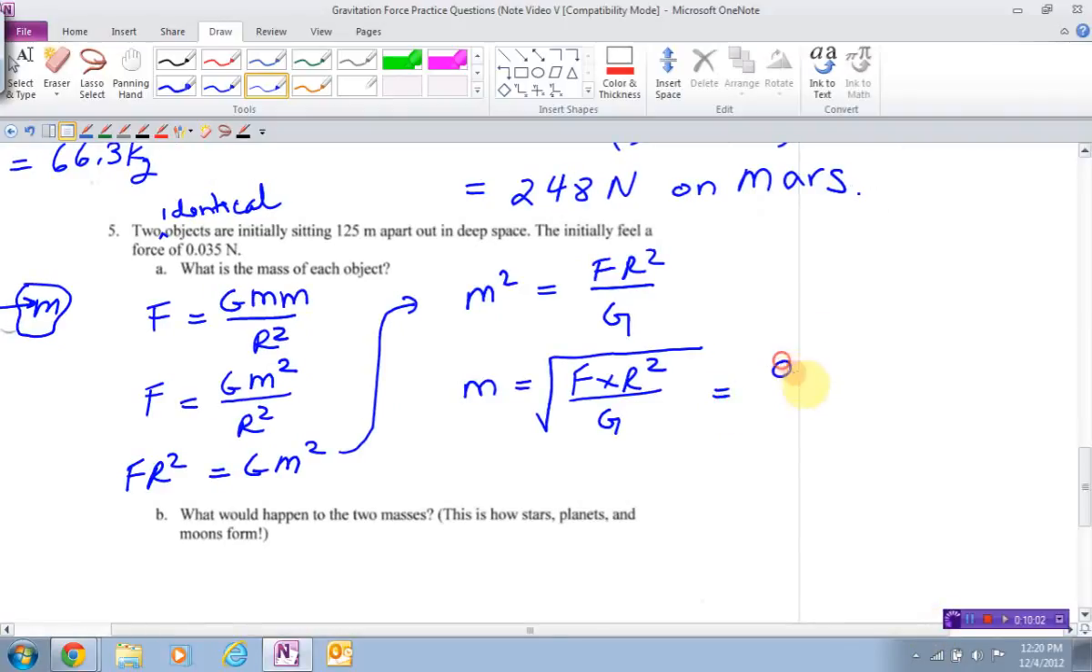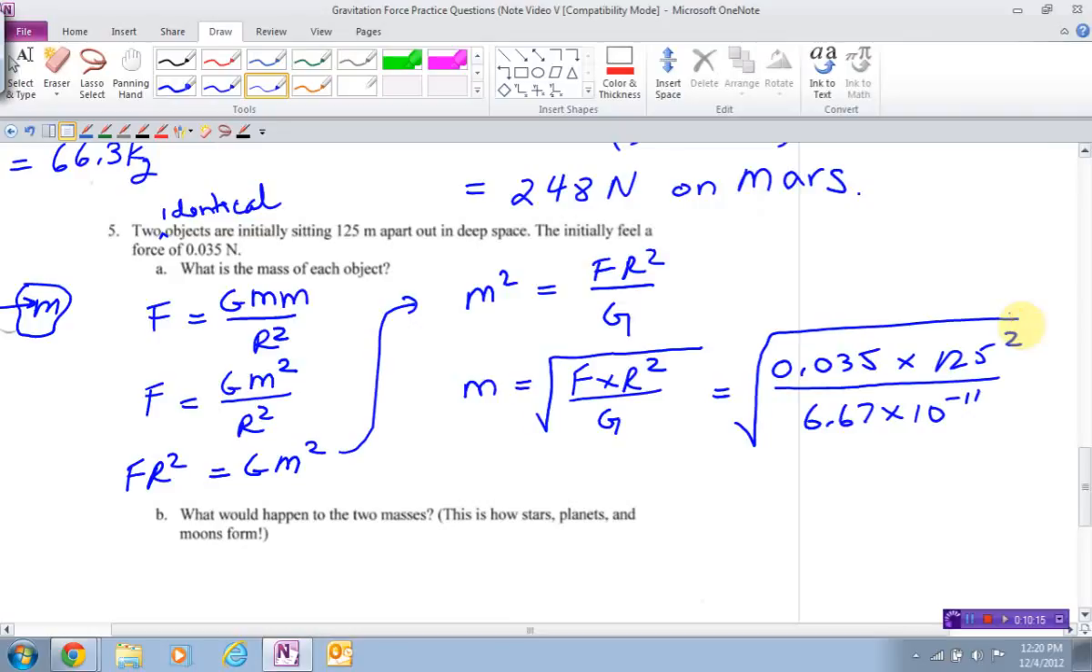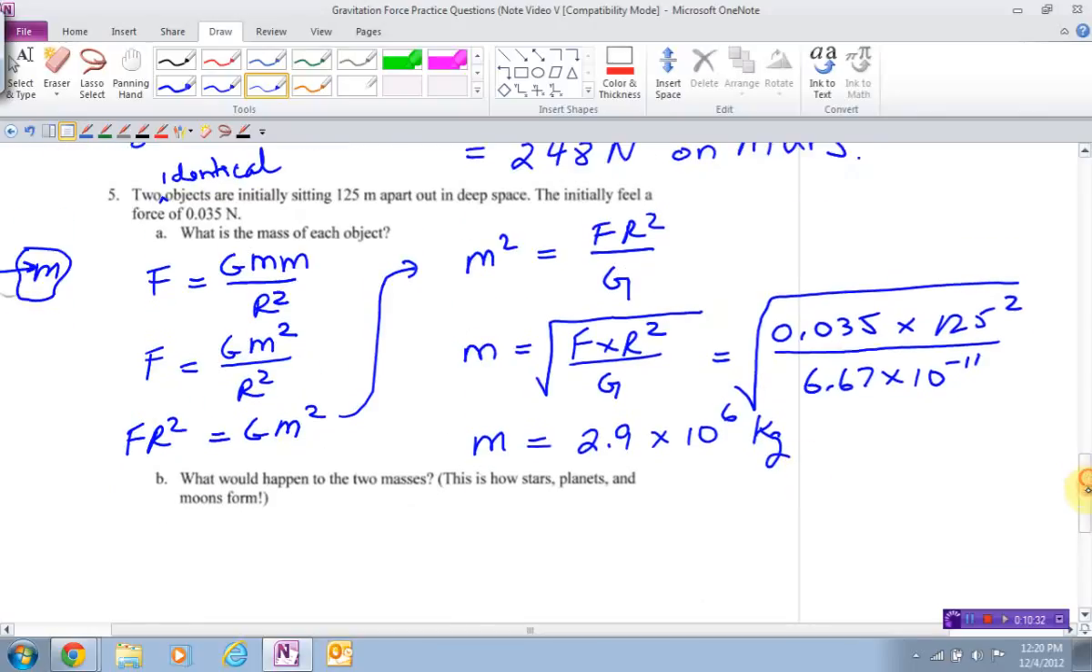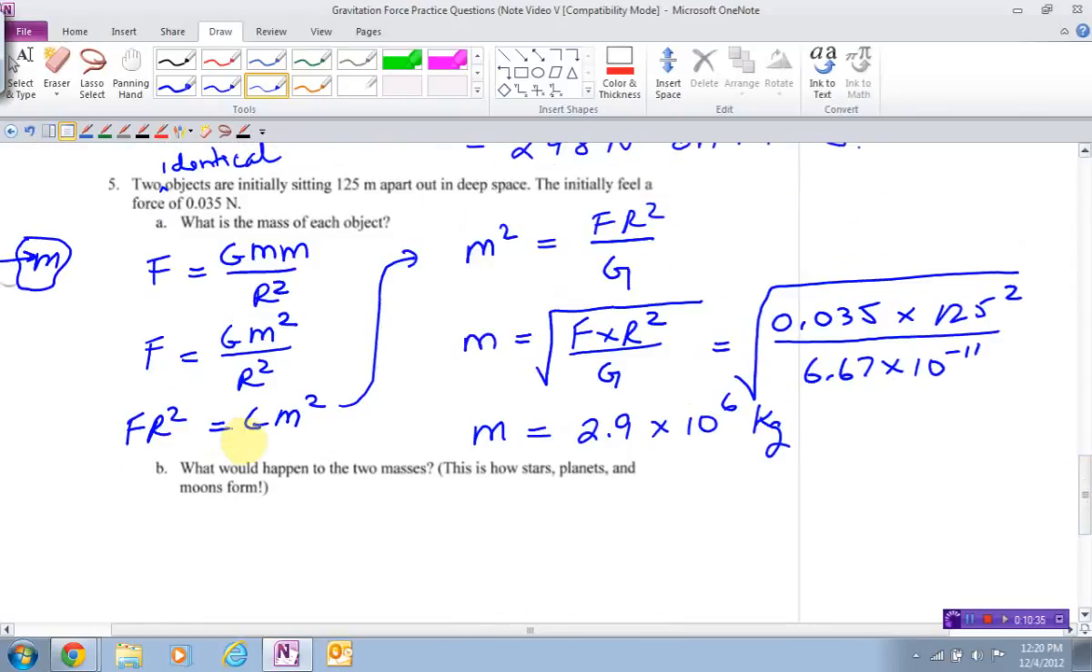The force is going to be 0.035. The distance between them is 125 squared, and the universal gravitational constant is 6.67 times 10 to the minus 11. So when we work that out, again, work it out on your calculator, you will come up with a mass of about 2.9 times 10 to the 6 kilograms. That's about the size of a couple of boulders. So a little bit of algebra, and you get to the answers.